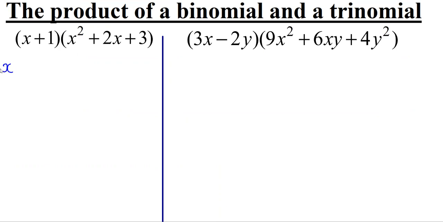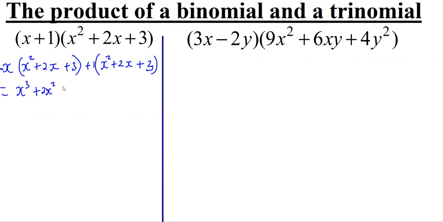Remember, we still follow the same rule. X multiplies everything in the second bracket, x squared plus 2x plus 3, then plus 1. So 1 is not going to change anything. We're going to just rewrite it as it is, okay? So what we get here, x to the power of 3 plus 2x squared plus 3x plus x squared plus 2x plus 3. Then here we get x3, then 2x squared plus x squared.